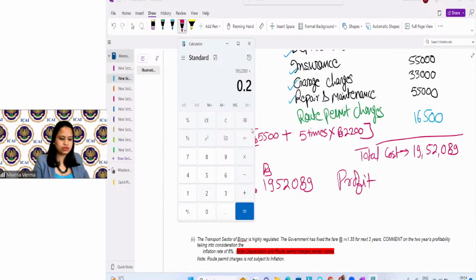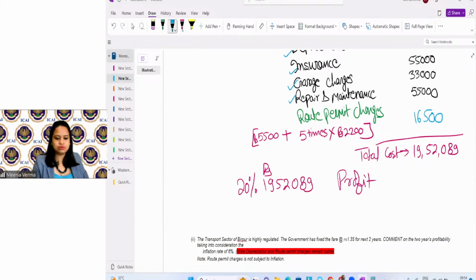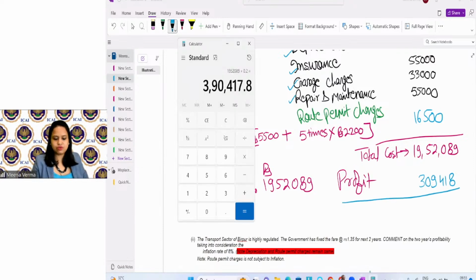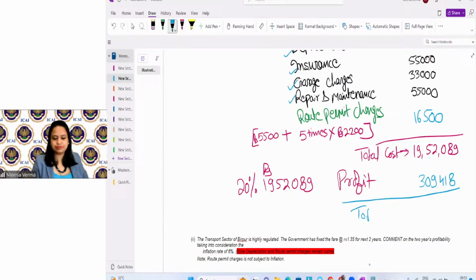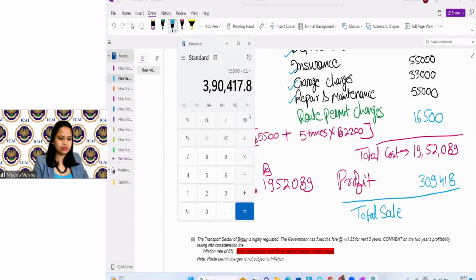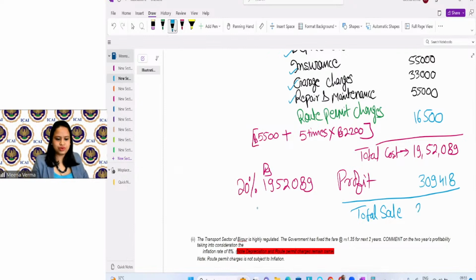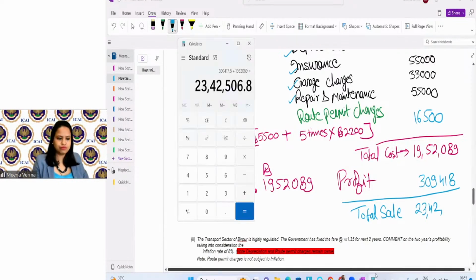Into 0.2. This value is coming as 390,418. Profit. Add it. You will get what? The total sale value. So what is it coming? Plus 1,952,089. All right. So 23,42,506.